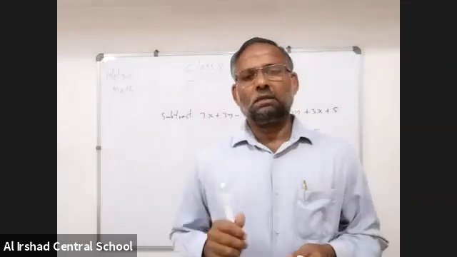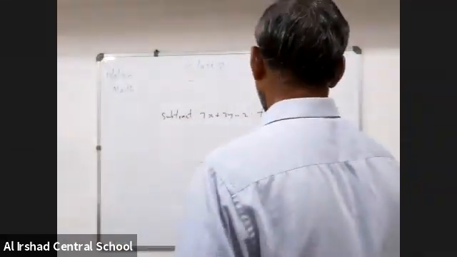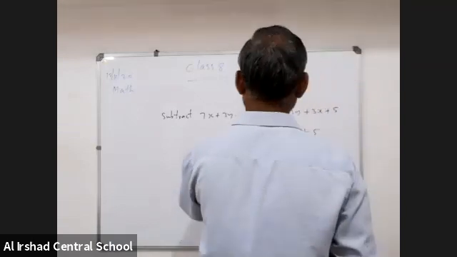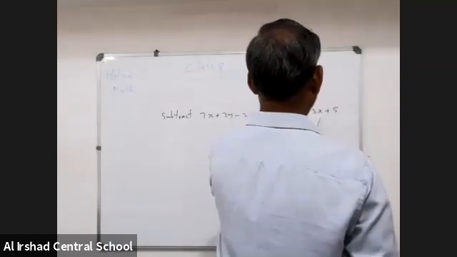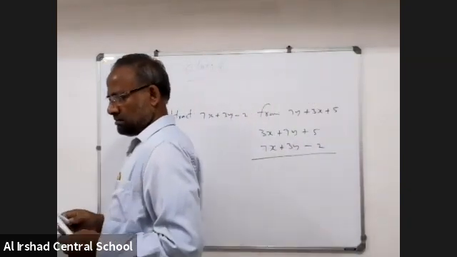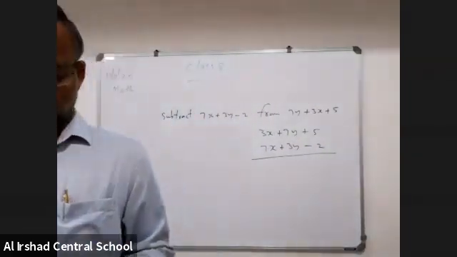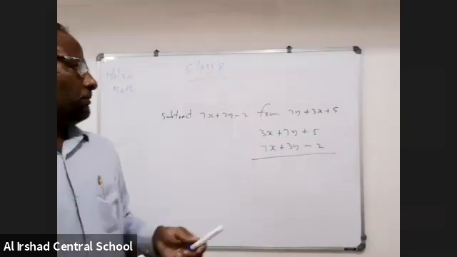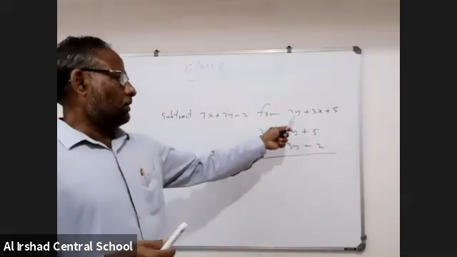I gave you one question here. Subtract 7x plus 3y minus 2 from 7y plus 3x plus 5. Are you getting the answer? Yes, children, be careful. Write in order.